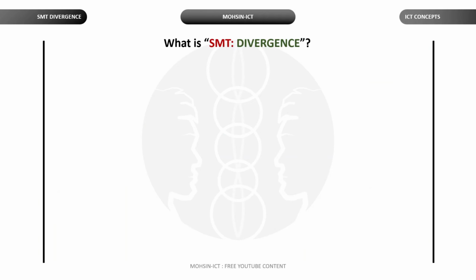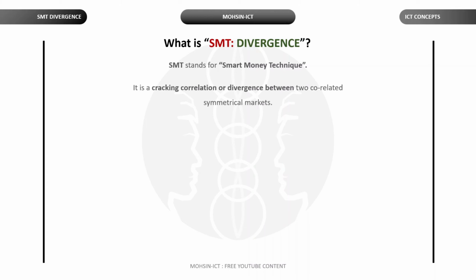First of all, what is SMT divergence? SMT stands for Smart Money Technique. It is a cracking correlation or divergence between two correlated symmetrical markers. Now, these markers can be directly symmetrical or inversely symmetrical.